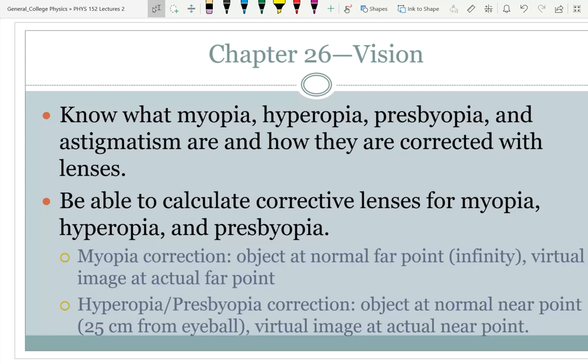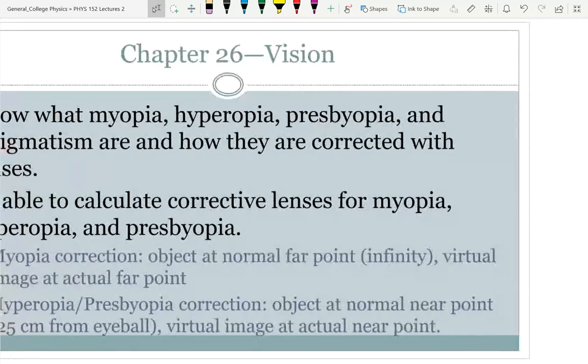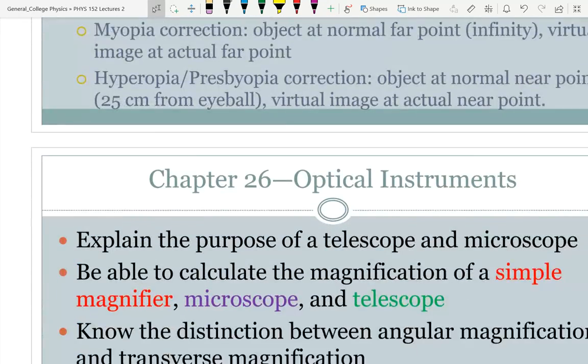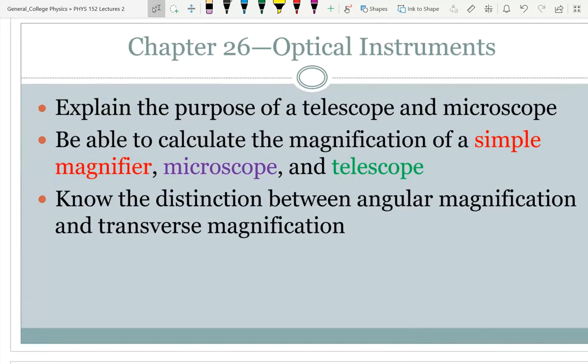because that means you have to thin the edges of the cornea. Then you risk a corneal tear. So that's a little riskier. Astigmatism, you can just resurface it to make it so it's symmetric. Laser ablation, vaporizing things. All right, so that's our vision. Then we had our optical instruments, telescope and microscope.